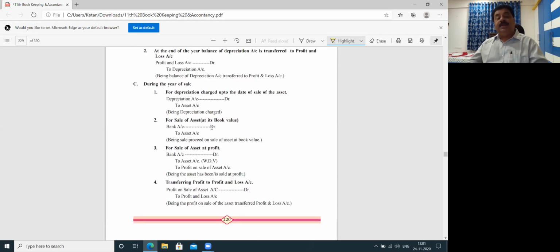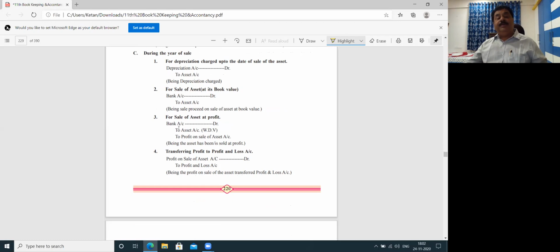For sale of the asset at book value: by book value I mean the asset was sold for exactly what it is worth. No profit, no loss. Entry: bank account debit to asset. Then sale of the asset at profit. Sold at a profit, good. Bank account debit to asset account, to profit on sale of the asset account.